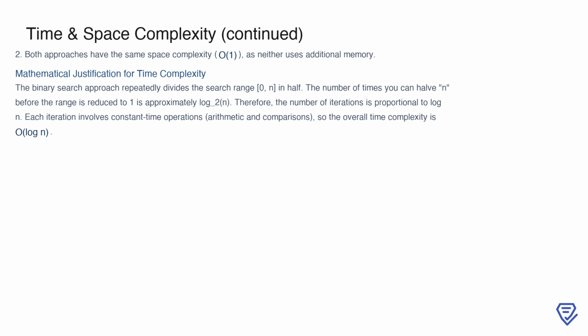To further understand why the binary search approach is so fast, we can look at the mathematical justification for its time complexity. In binary search, we repeatedly divide the search range, 0 to n, in half. The number of times this range can be halved until it reduces to a single element is approximately log base 2 of n. This gives us the log n iterations. Since each iteration involves only constant time operations like arithmetic calculations and comparisons, the overall time complexity remains O(log n).